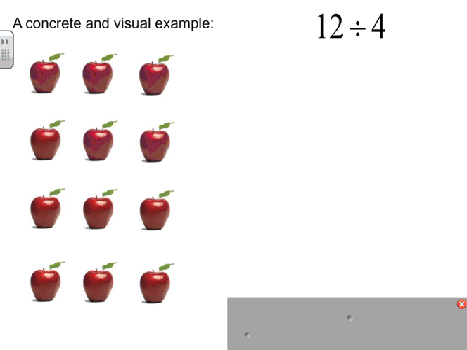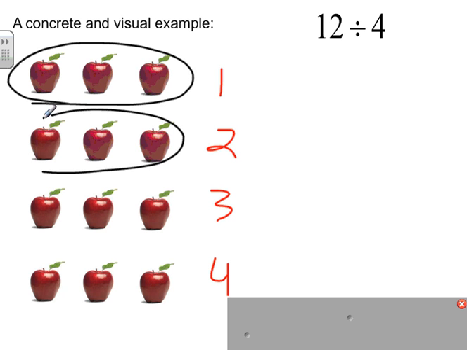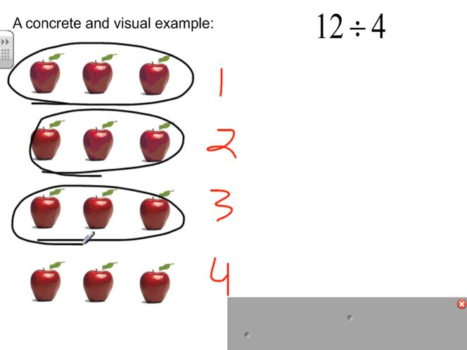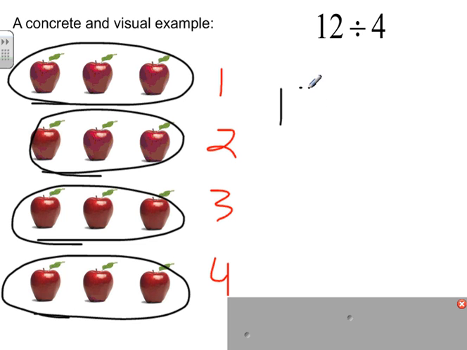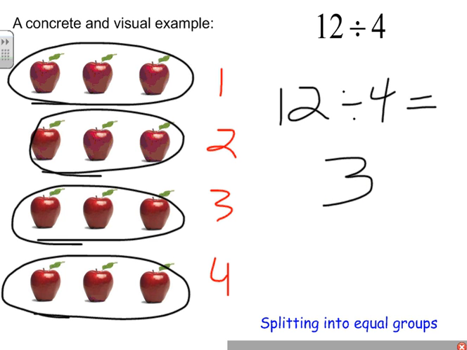Well, we've already separated this out into 1, 2, 3, and 4 rows, so we can count. 1 group, 2 groups, 3 groups, 4 groups. So we split the apples into 4 different groups. So 12 apples divided into 4 different groups equals 3 apples per group. And so that's the first thing we think about, is division is splitting things into equal groups. The first number is split into however many equal groups are represented by the second number.